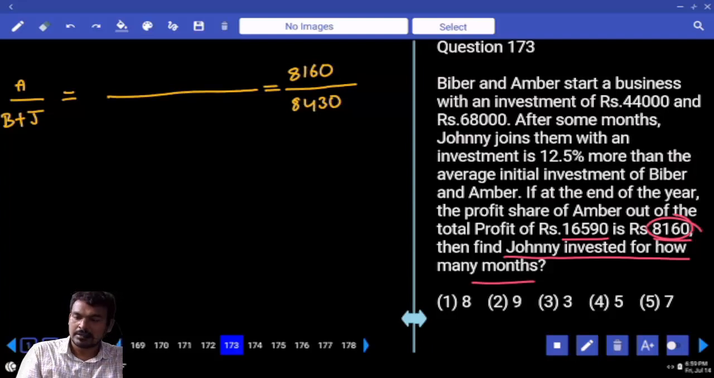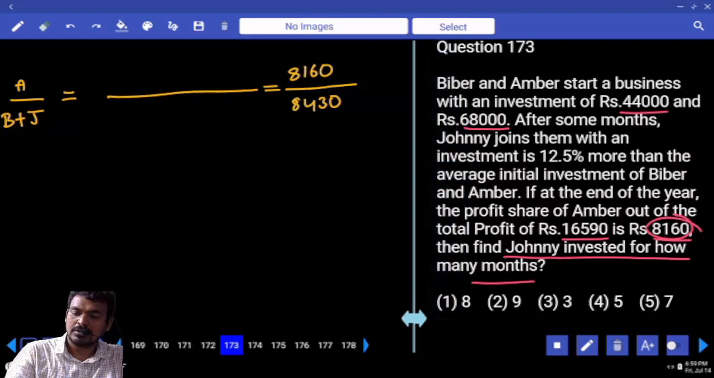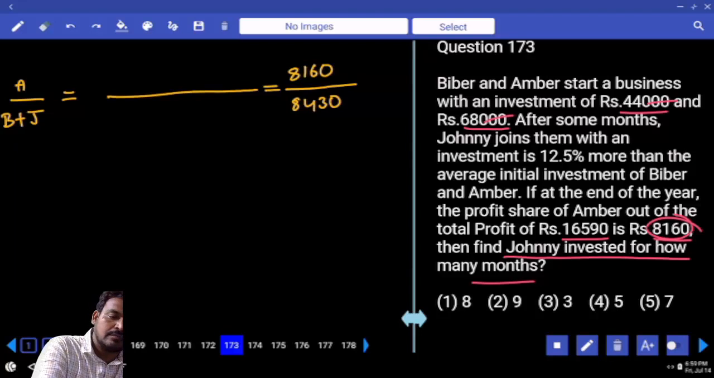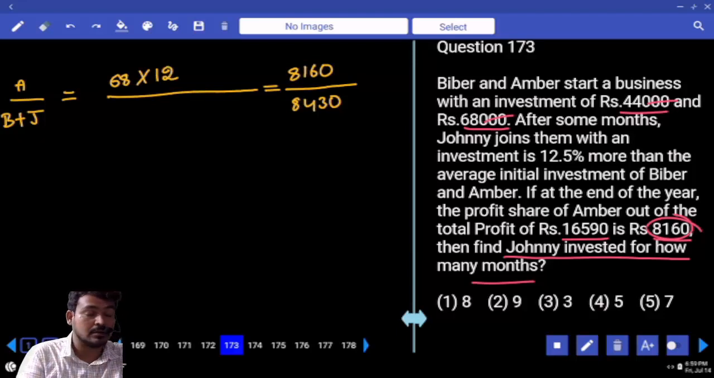Okay. First, what is the A investment? 68,000. What is the B investment? 44,000. 3 zeros get cancelled. Okay. Means A invested 68 parts. 68 parts for how many months? 12 months. Next, what is the B investment?